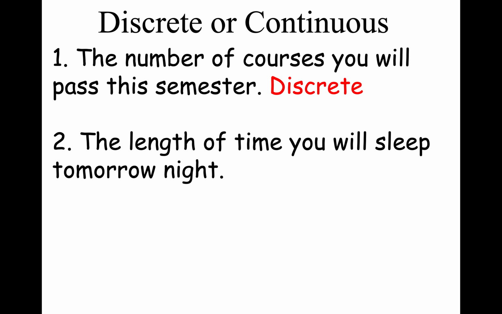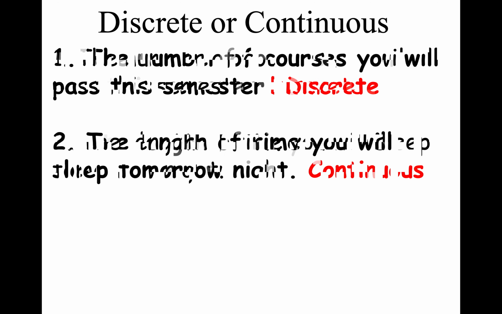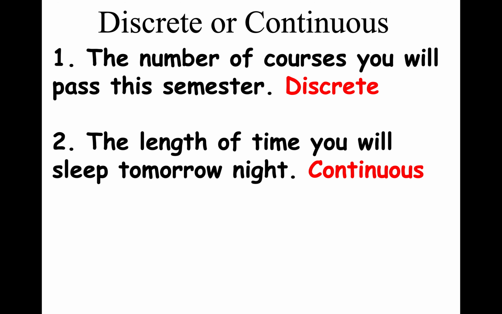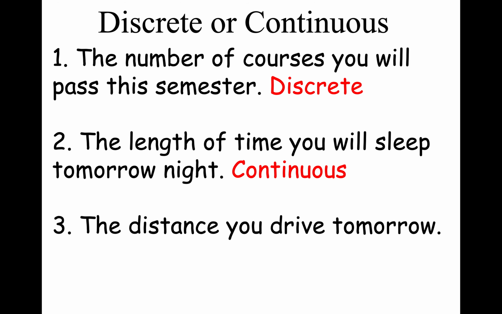The second, the length of time you will sleep tomorrow night. This one would be continuous because it's any value, it can be hours, minutes, seconds, as far as the length of time you sleep. So it's not countable. The distance you drive tomorrow. Again, not countable, so this would be continuous. It can be decimal values, fraction amounts, so it's continuous.